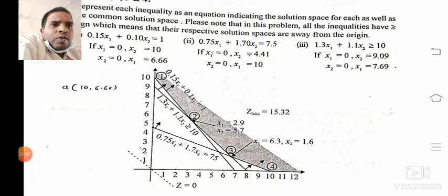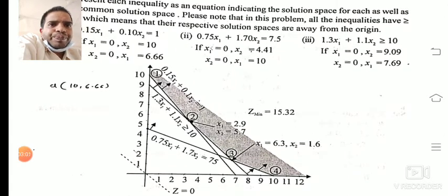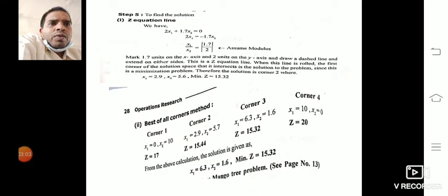In order to satisfy all three constraints, we choose the common space which is away from the origin, that shaded part. That shaded part is the feasible solution space. How many corners are we getting for that space? One, two, three, four corners. Now after finding the corners, go for the z equation line method.